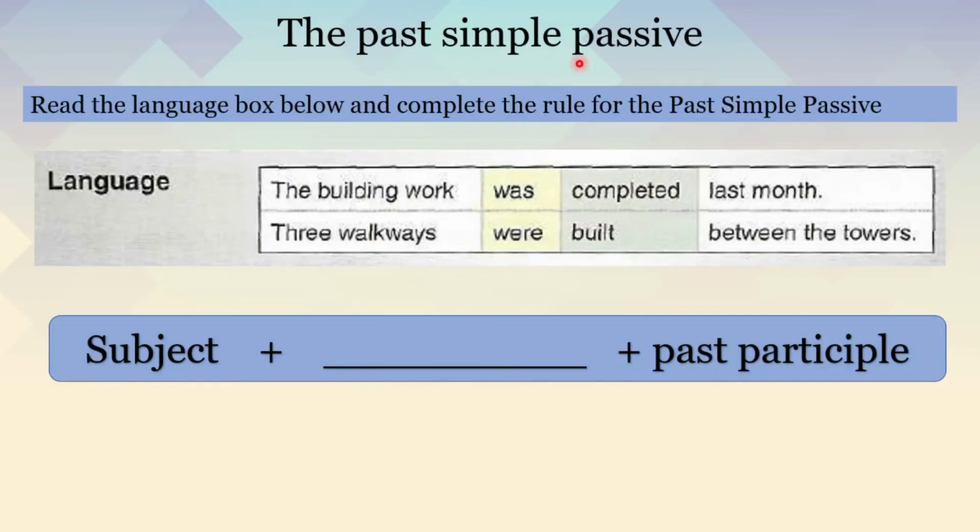We have seen the simple passive in the previous slide. Now, read the language box below and complete the rule for the past simple passive. This is the box and you need to complete this rule. Now, the building work was completed last month. Was here and past participle. 3 walkways were built between the towers. So we have were and then the past participle. So now the rule is subject plus was or were. If the subject is singular, we use was, and we use were if the subject is plural, and plus the past participle.